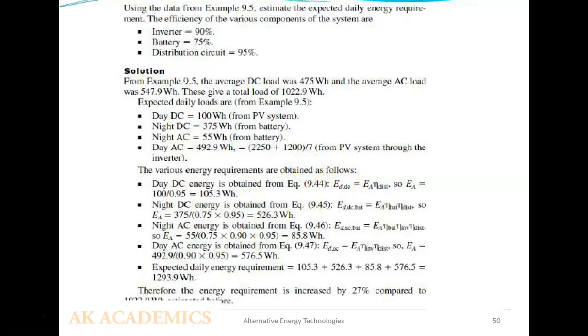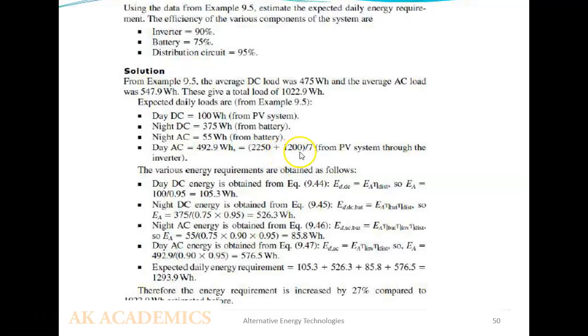The expected daily loads from the previous calculations we did are as follows. The day DC is 100 watt hours from the previous system. Night DC will be 375 watt hours. Night AC will be 55 watt hours. Day AC will be 492.9 watt hours. This 492.9 watt hours is from the oven and the iron.